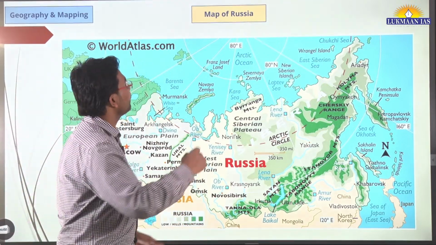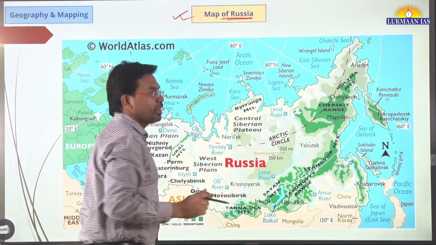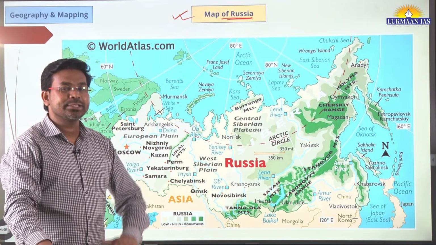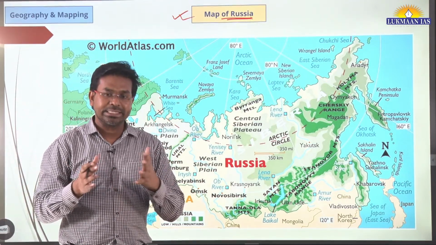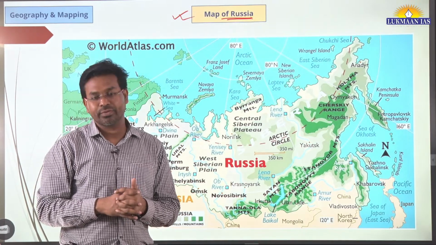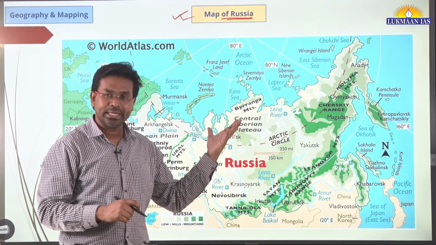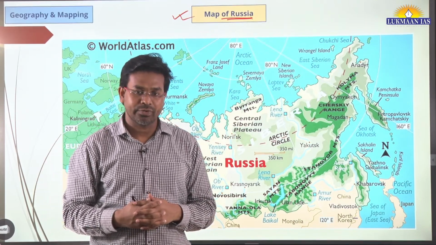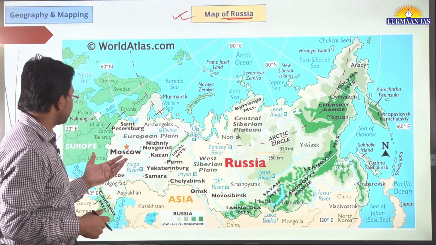Today we have thought of covering the map of Russia. Why map of Russia? Because Russia was in news today and it has been in news for a long time, and we did not focus on seeing the physical geography of Russia or physical map of Russia so far. So that's why it is important that we should know some of the important locations of Russia that will help us to solve a question if a question comes in prelims exam.